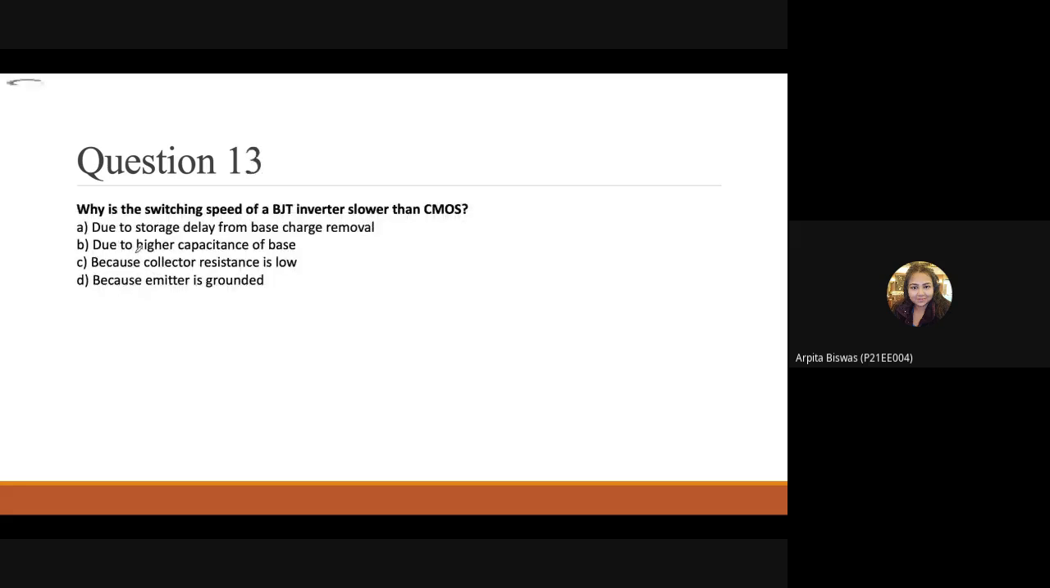This is question number 13. Why is the switching speed of a BJT inverter slower than CMOS? First option is due to the storage delay from base charge removal. Option B is due to the higher capacitance of base. Option C is because the collector resistance is low. And option D is because the emitter is grounded. Any of you? At least try.